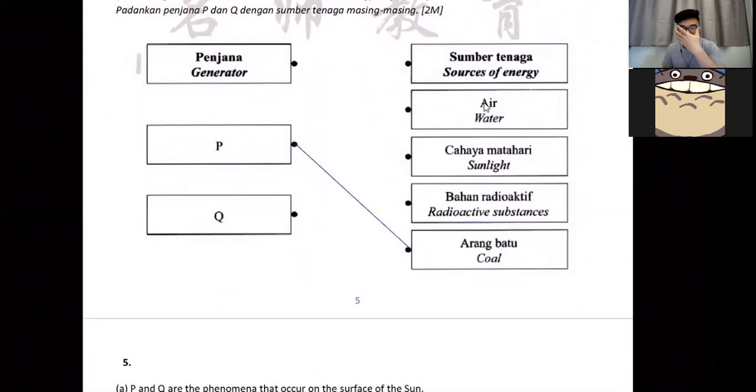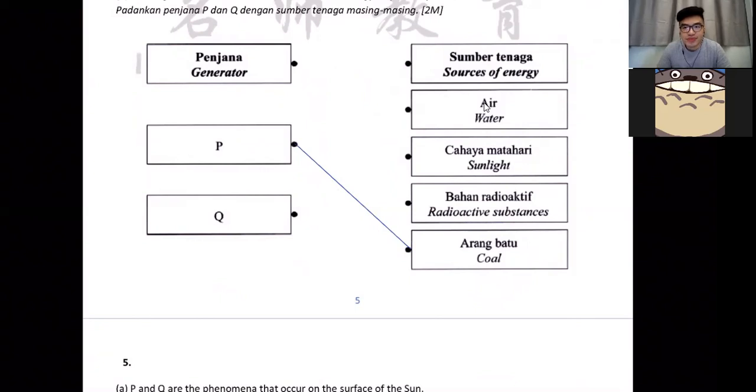Arang batu is coal. There are three sources of fossil fuel, which is your petrol, the one in your car, natural gas, the one you use for cooking. Malaysia will also use natural gas to generate electricity. And of course, coal, which is your arang batu. Who uses arang batu? If you go to Beijing, China, they use a lot of coal.